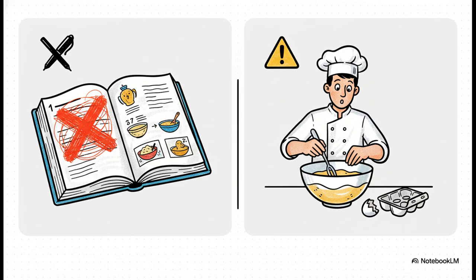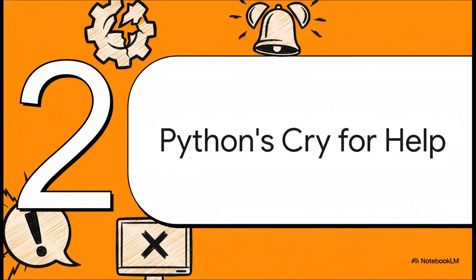Then, on the other hand, you have exceptions. These are runtime errors. This is more like the recipe is written perfectly, but halfway through, you realize you're out of eggs. The process starts just fine, but then it hits an unexpected problem that forces it to grind to a halt.